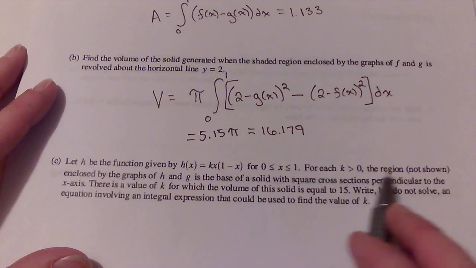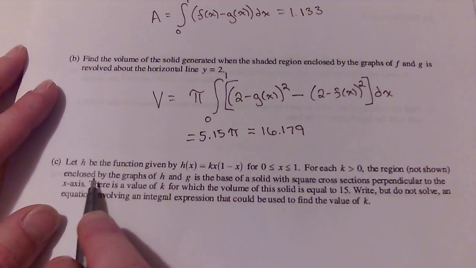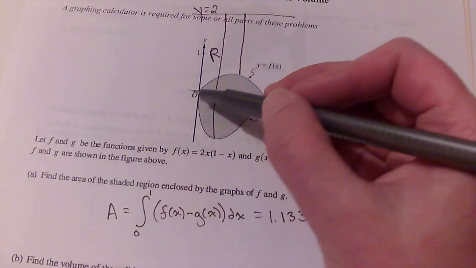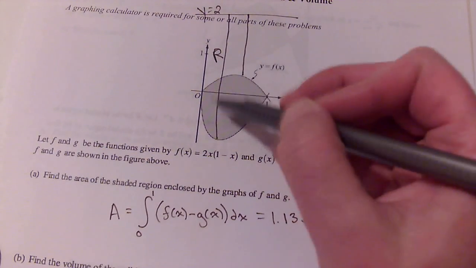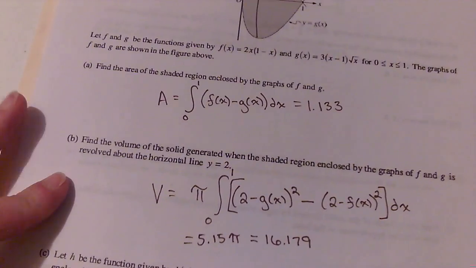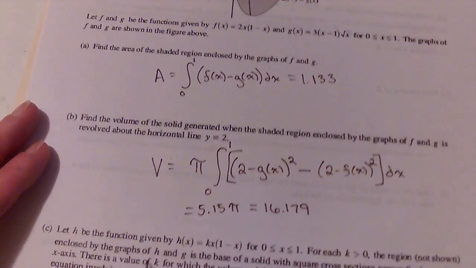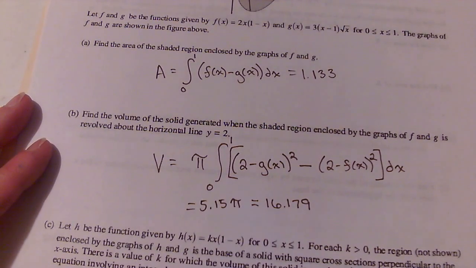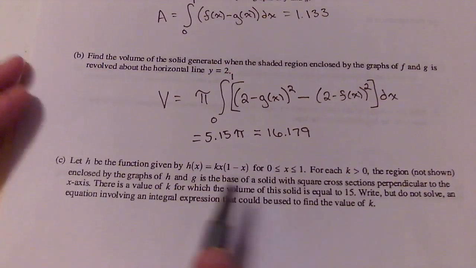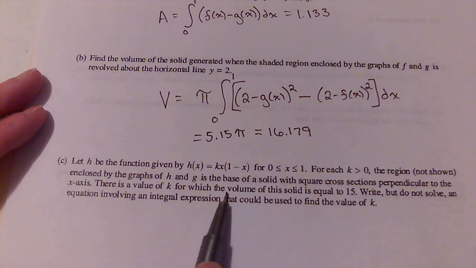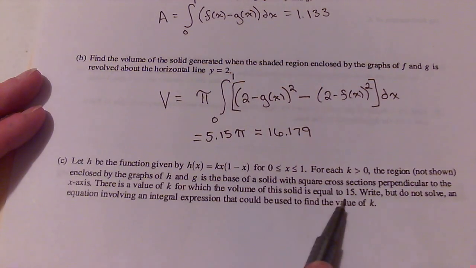So for each k greater than 0, the region enclosed by the graph h and g. So in other words, we could have a taller one, we could have a shorter one, but any h, which is going to be similar to f of x, h and g is the base of a solid with a square cross-section perpendicular to the x-axis. Whoops, sorry. There is a value of k for which the volume of this solid is equal to 15.